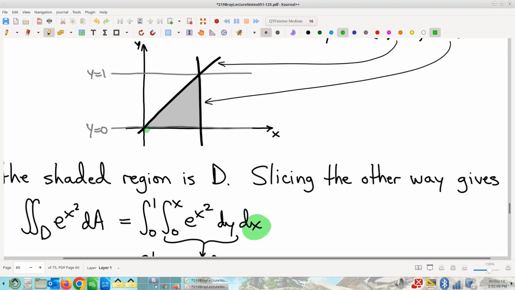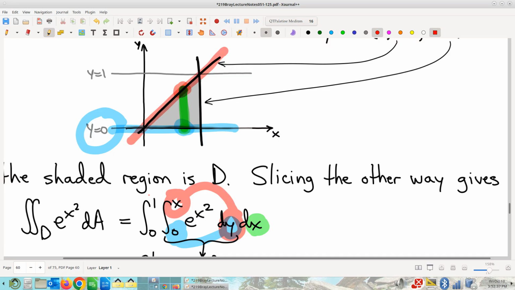X slicing first. X pretty clearly goes from 0 to 1. And then for a given value of x, whatever value of x we're looking at, there's my x slice. We start with y equals 0, and we end with y equals x. And there's our new iterated integral. What do you think?